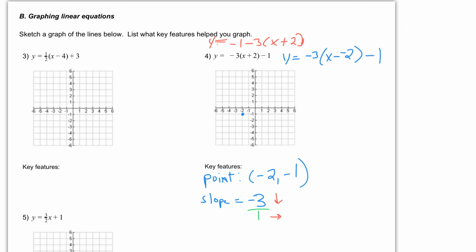Or we can also look at this as 3 over -1, which means on the top is positive, it tells us we're going to go up. Bottom being negative tells us we're going to go to the left. And we'll use both of those scenarios. Let's start with the first one, going down and to the right. So I'm going to come to my point. I'm going to go down 1, 2, 3, and to the right 1. And I'm going to plot my point.